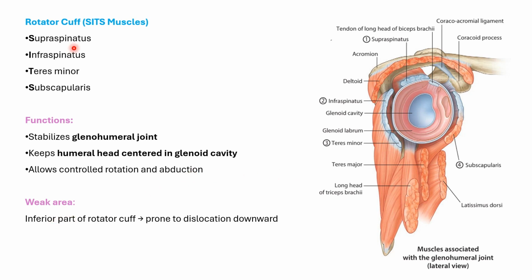And you can see the weak area of the rotator cuff. It is the inferior part of the rotator cuff. This inferior part is the weak area. So the shoulder joint is prone to dislocate downward.